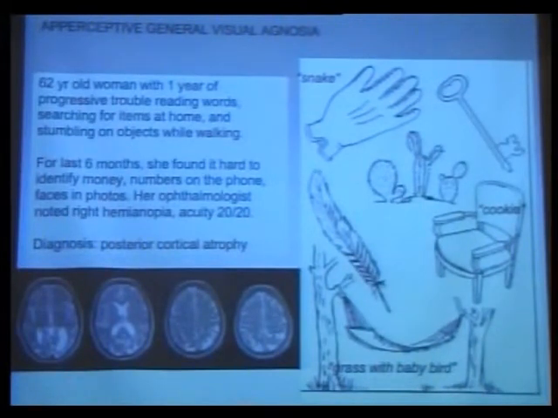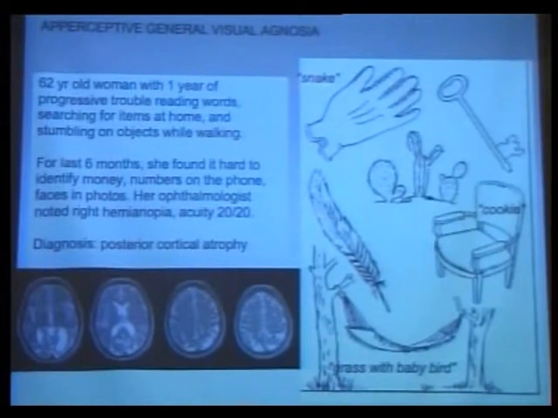Her ophthalmologist only noted right eye myopia at that point, and was able to document acuity of 20/20, interestingly enough. When you see her MRI scan, this is a T2 scan, so things that are white are fluid. And there's a lot of fluid around these sulci back here, so she's got very generous sulci in the back part of her brain. This is posterior cortical atrophy, a variant of Alzheimer's.